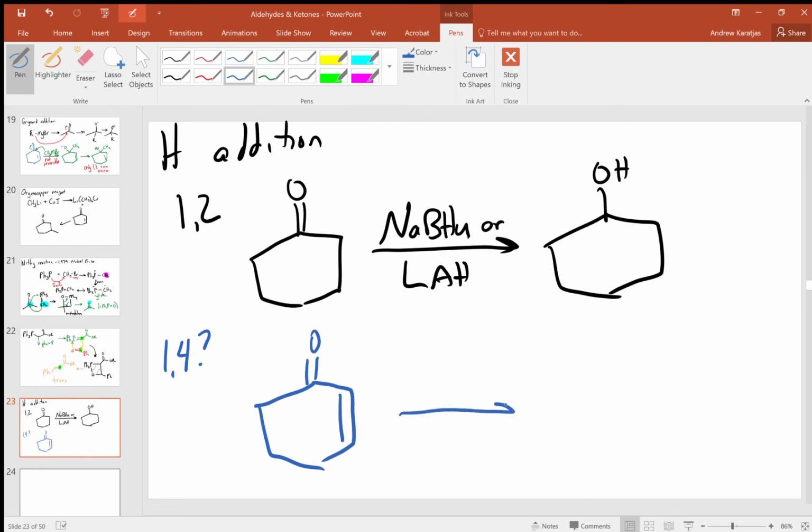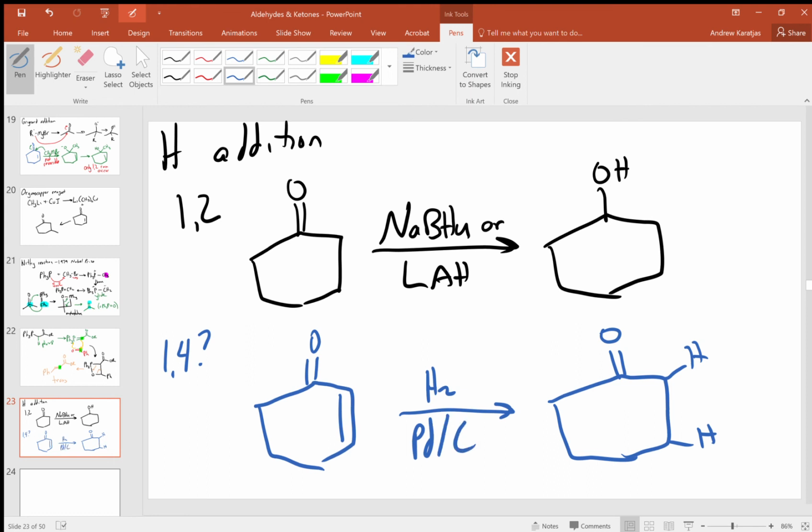So if we want to do a 1,4 addition of hydrogen, what it would look like is this, adding hydrogen here as well as here. And turns out we don't need a new reaction to do that. We already know how to do that reaction. That's just a hydrogenation. So we don't really want to call it a 1,4 addition because it's not a 1,4 addition in terms of its mechanism, but for the purposes of adding hydrogen, it looks like a 1,4 addition.